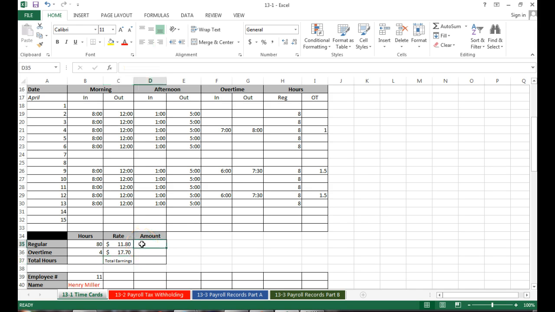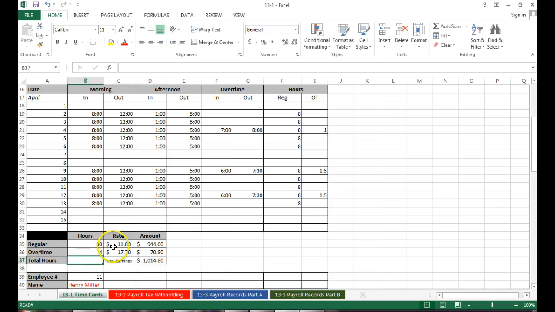To put our formula in for the amount, we're going to put equals hours times the rate, just like we did above. Hit enter. For this one, equals overtime hours times the rate. And then we need our total earnings, which is going to be the sum of those two. Already selected it for us. Hit enter. It's already formatted. So the total earnings for this employee for these 2 weeks is $1,014.80.